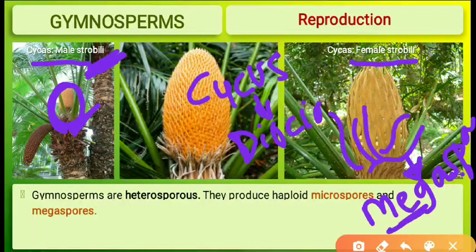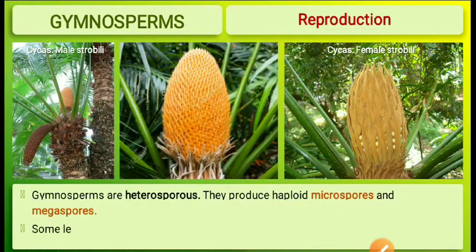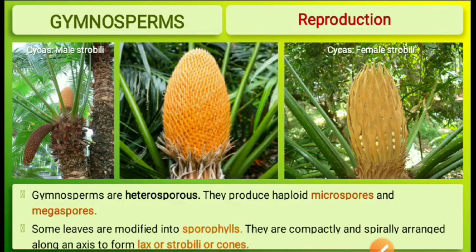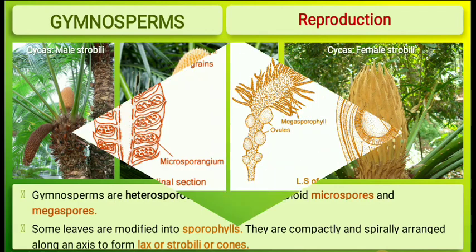Megasporophyll. Mega means large, sporo means spore producing, phyll means leaves. Gymnosperms are heterosporous and produce haploid microspores and megaspores. Some leaves are modified into sporophylls, and they are compactly or spirally arranged along the axis and form the lax or strobile or cone. Remember all these three names.